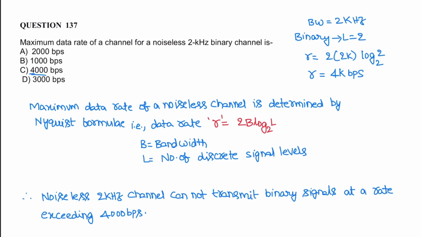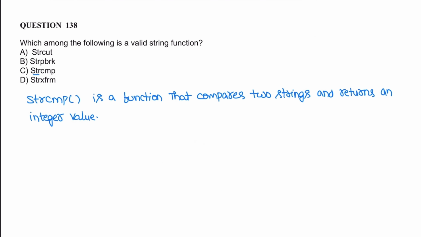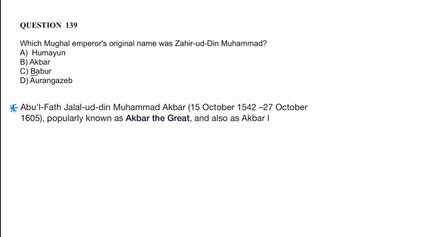Next question. Which among the following is a valid string function? strcmp. In these options, strcmp is a valid string function that compares two strings and returns an integer value. Which Mughal emperor's original name was Zahir ud Din Muhammad? That is Babar. So Zahir is Babar and Jalaluddin is Akbar, also known as Akbar the Great. As per the question, Zahir is related to Babar and Jalaluddin is related to Akbar.